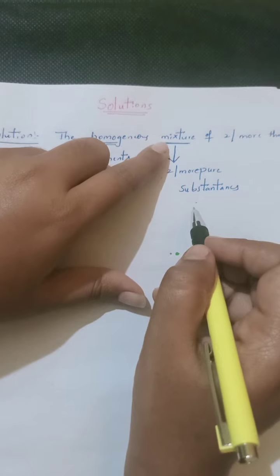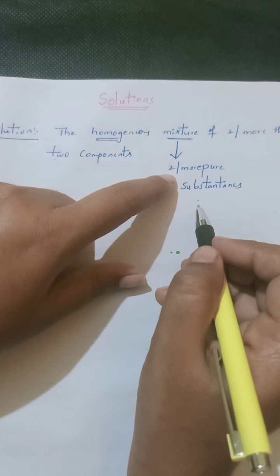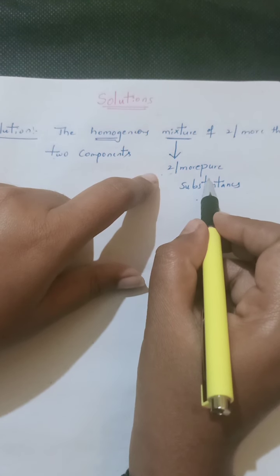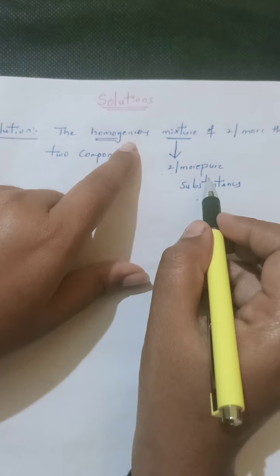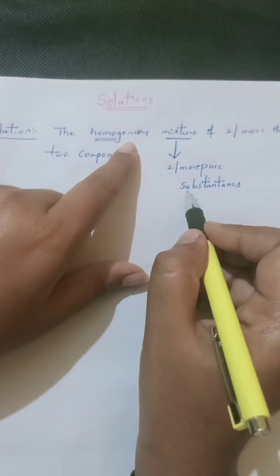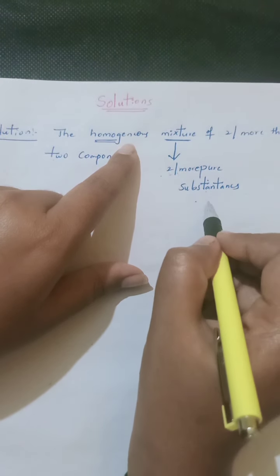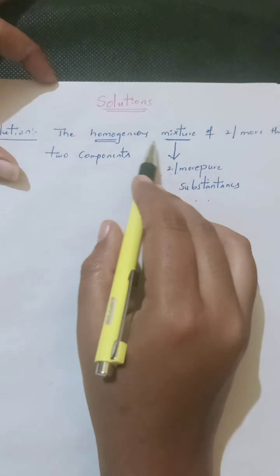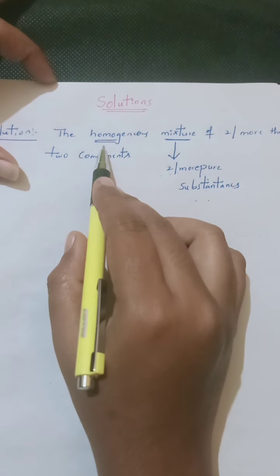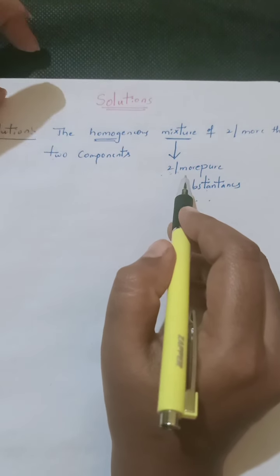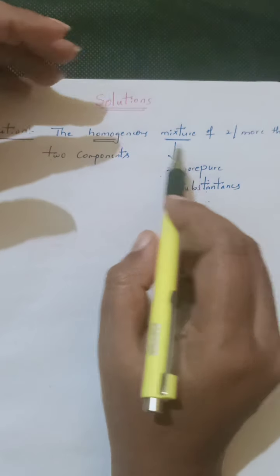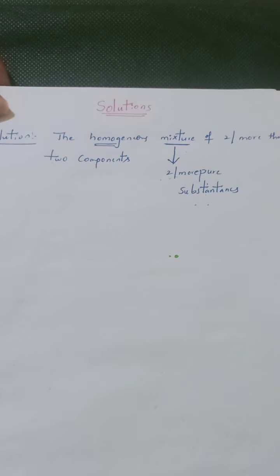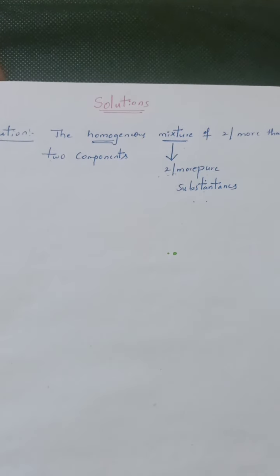In this mixture, if the properties and composition of these two or more components are the same throughout the solution, then that is said to be homogeneous. Homo means same. These components should be in the same composition with the same properties in the mixture, then that is said to be a homogeneous mixture. That homogeneous mixture of two or more components is known as a solution.